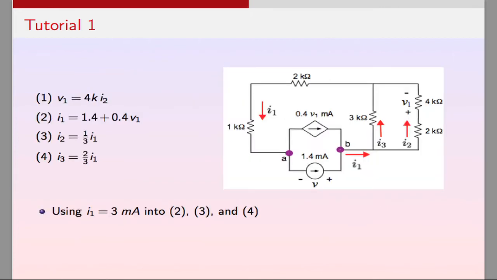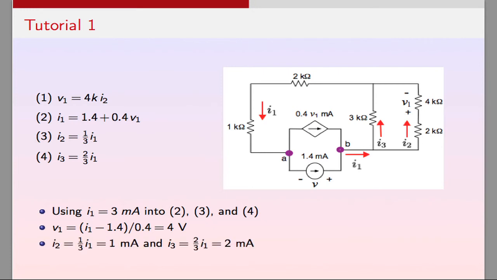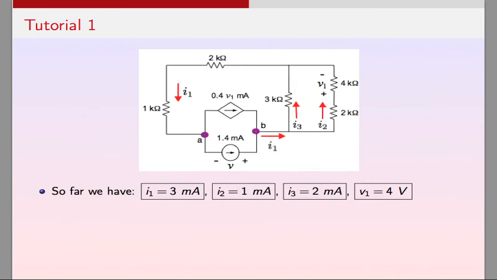Now, using the value we just obtained for I1 in equations 2, 3, and 4 gives the following. V1 is equal to I1 minus 1.4 divided by 0.4, and this equals 4 volts. I2 is equal to 1 milliamp and I3 is equal to 2 milliamps. Great. So we have these values now for I1, I2, I3 and V1.